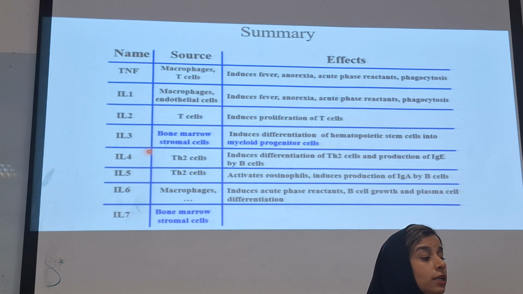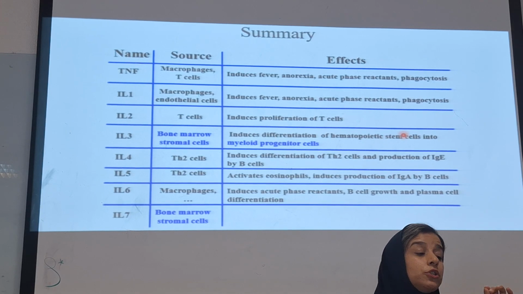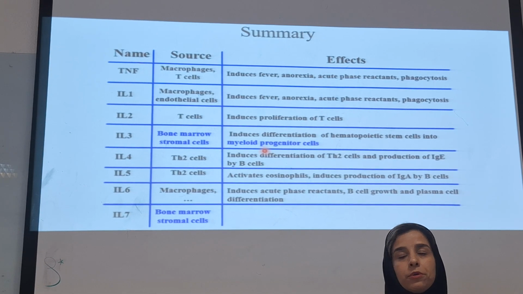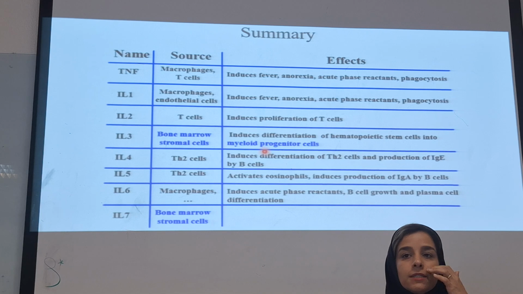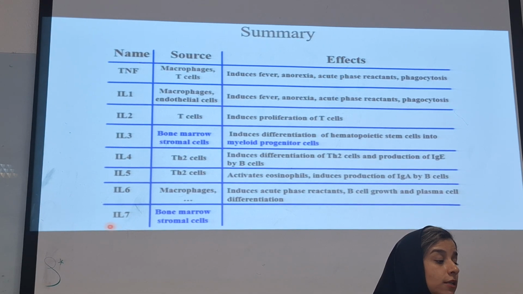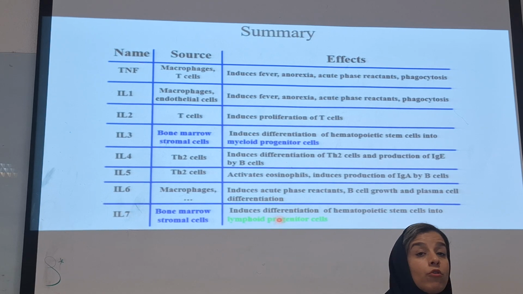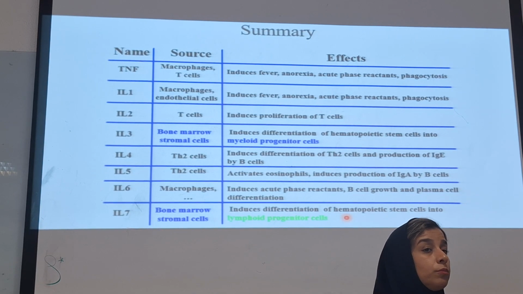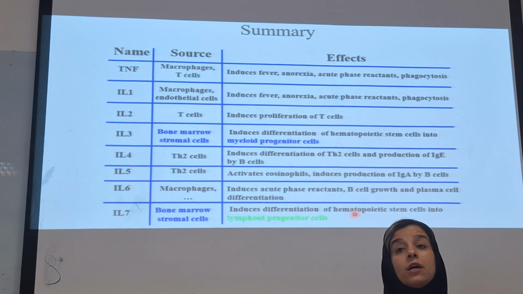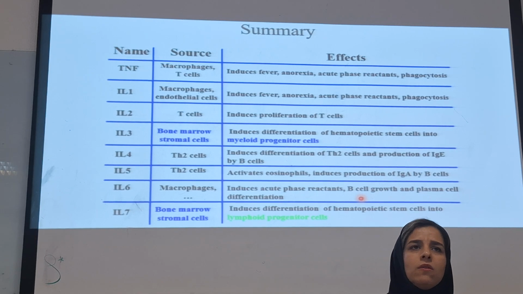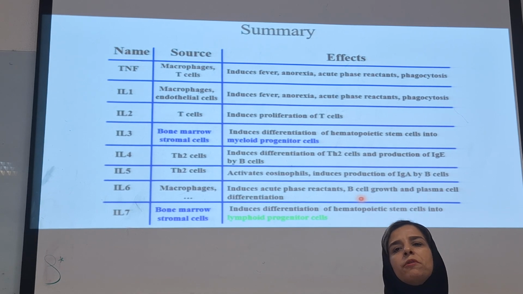And interleukin-3 is very important for differentiation of hematopoietic stem cells to myeloid progenitors, the progenitors for granulocytic cells, monocytes, macrophages, mast cells. But interleukin-7 is very important for differentiation of hematopoietic stem cells to lymphoid progenitors. Lymphoid progenitors are very important for producing T lymphocytes, B lymphocytes, natural killer cells, innate lymphoid cells. All these cells are types of lymphocytes.